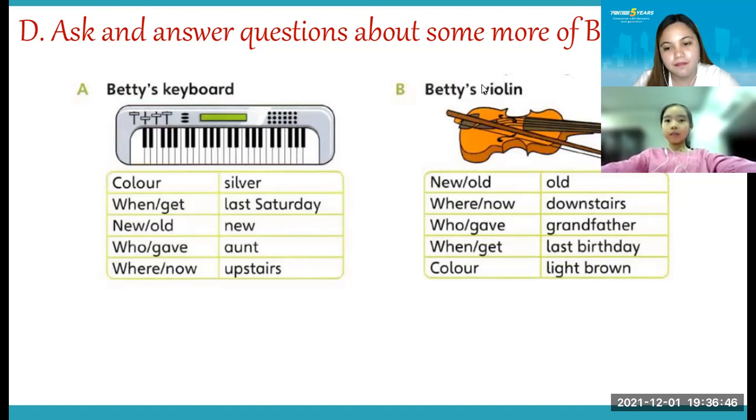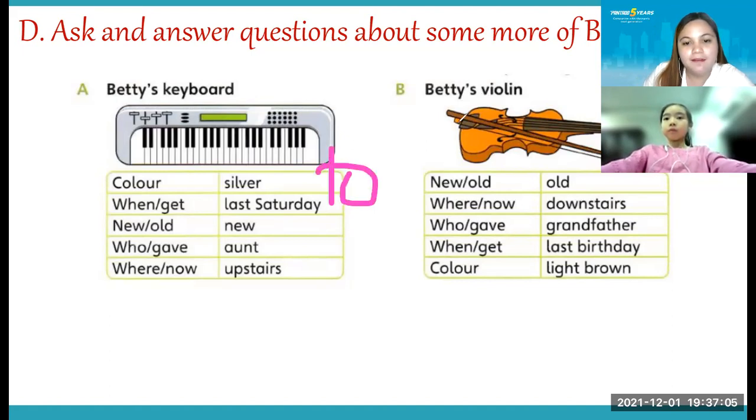When did she get it? Okay, she got the violin last birthday. What color is Betty's violin? The color of the violin is light brown. Okay, good job, Mary. Okay, next one.